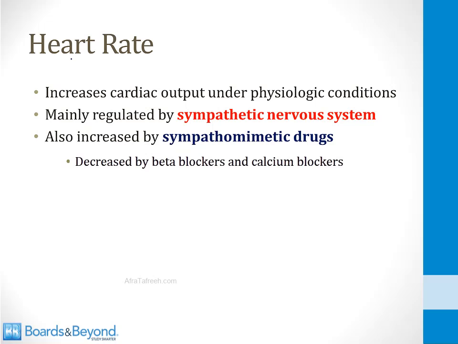Our fourth determinant of cardiac output and the work of the heart is the heart rate. When the heart rate goes up, this increases the cardiac output under physiologic conditions. And the main regulators of heart rate, the factors that cause it to increase or decrease, are the same ones that affect contractility. In general, heart rate and contractility go together. They are both mainly regulated by the sympathetic nervous system, and they are both also affected by sympathomimetic drugs and blocked by drugs like beta blockers.